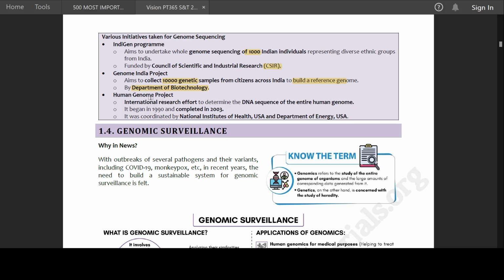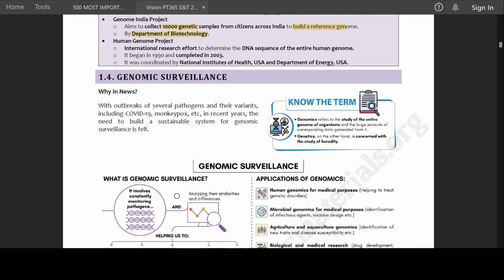Human Genome Project: an international research effort to determine the DNA sequence of the entire human genome. It began in 1990 and was completed in 2003. It was coordinated by the National Institutes of Health, USA, and the Department of Energy, USA. Genomic surveillance: with outbreaks of several pathogens and their variants, including COVID-19, monkeypox, etc., in recent years the need to build a sustainable system for genomic surveillance is felt.